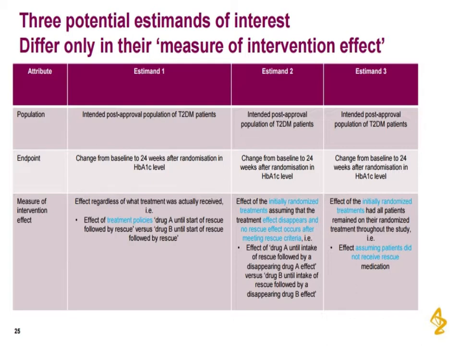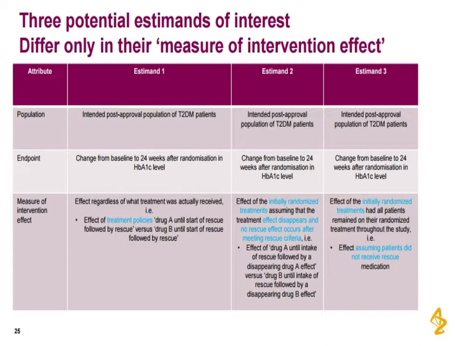So the measure of intervention, though, is slightly different. So Estimand 1 just says, I don't care what treatment they actually got, just measure their HbA1c levels. So here we're specifically just looking at one intercurrent event, that of rescue medication. In the second Estimand, however, we have a different interpretation of the measure of intervention effect. And here we're assuming that the treatment effect disappears and no rescue effect occurs if you meet the criteria. So basically, it's saying, well, the drug failed this patient because they didn't get an effect. And so we're going to force that to be a treatment failure.